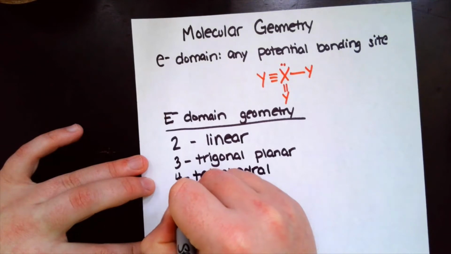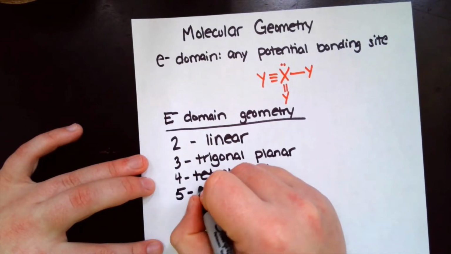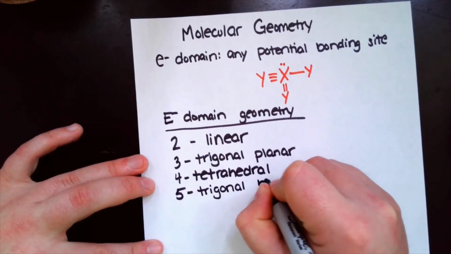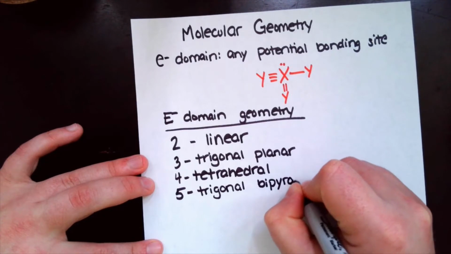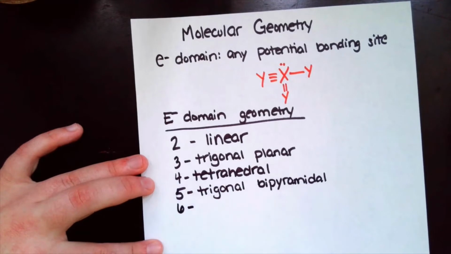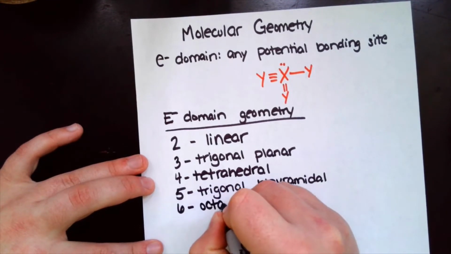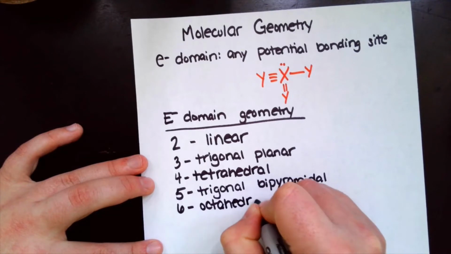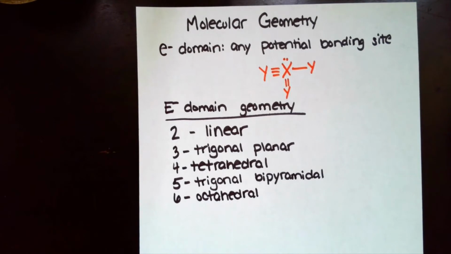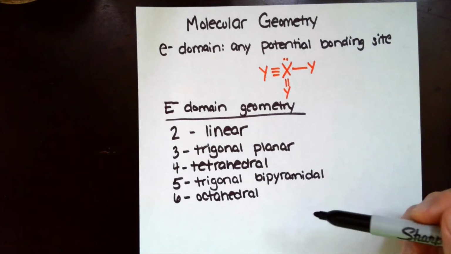If you have 5 domains, you get trigonal bipyramidal, and lastly, 6 domains is octahedral. And in this course, you will not see anything with more than 6 electron domains. So again, with electron domain geometry, what those domains are, bonds or lone pairs, are irrelevant. All that matters is the total number of them.